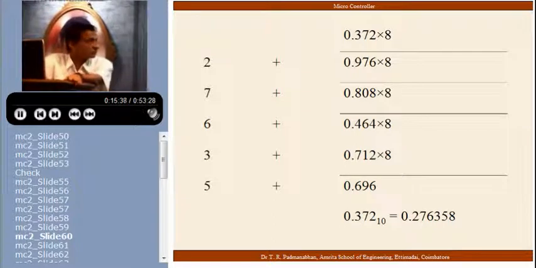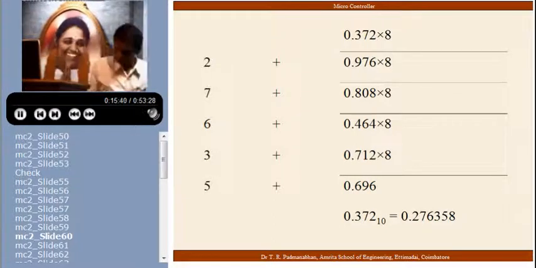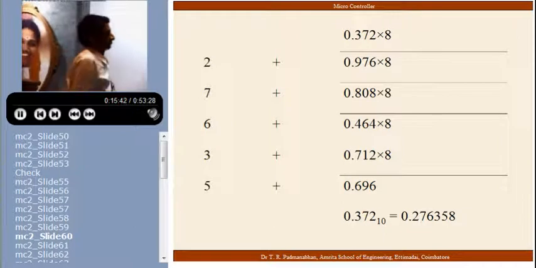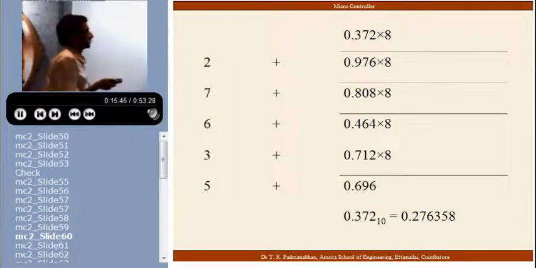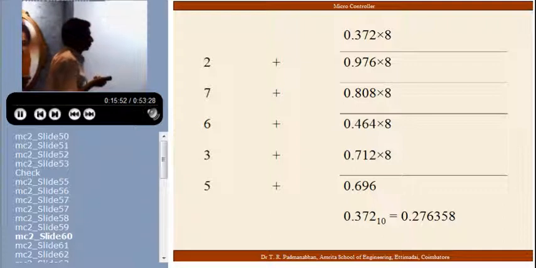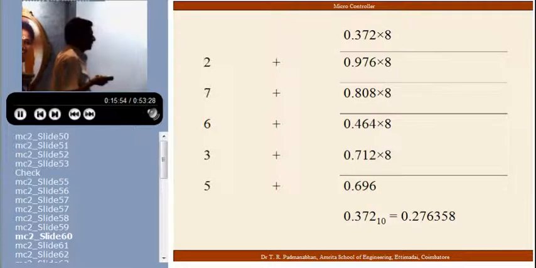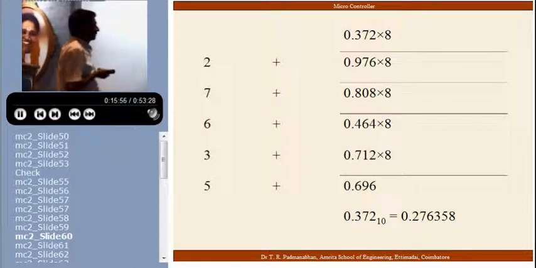I've done a similar thing here. This is called the double method. 0.372 multiplied by 8. The spillover beyond the octal point is 2. Next, again multiplied by 8, spillover is 7, and so on. So this decimal number is equal to this octal number. You can check that.